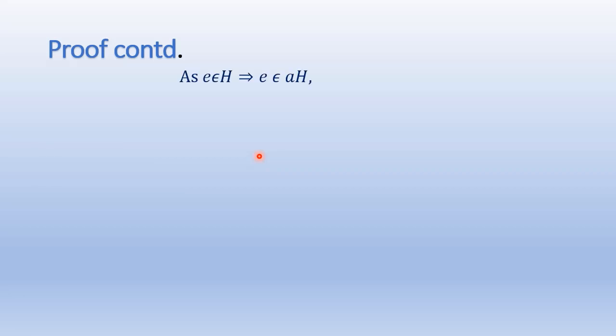Also, as e belongs to H, e belongs to aH, as H is equal to aH. So there exists some other element in H such that a into that element is equal to e. So let me take that element as c. So there exists c belongs to H such that ac is equal to e. But comparing this with the inverse, we may say that c is obviously the inverse, but we have to verify whether ac is equal to ca is also equal to e.